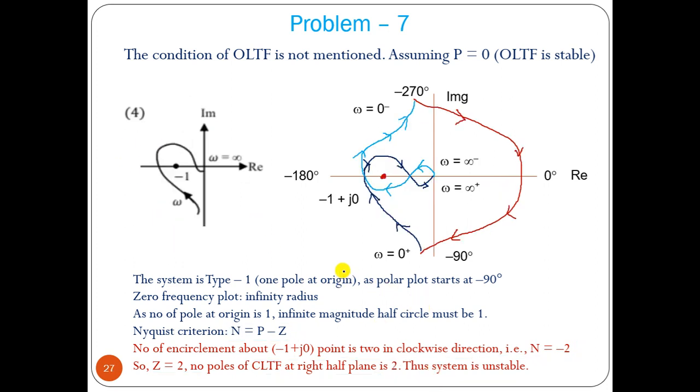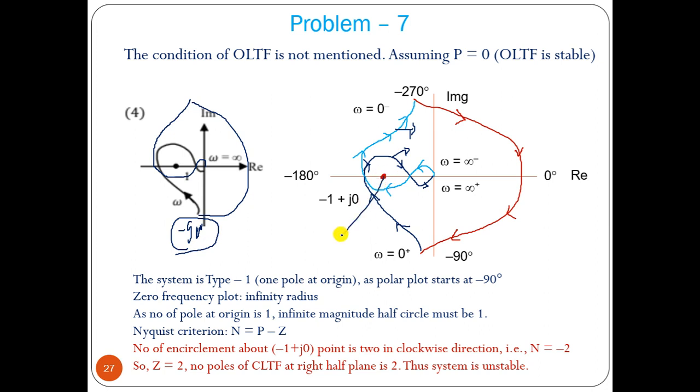Now let us solve for the fourth one. So again here we can plot that. From here it is this way, then it is this way. This also starts from minus 90 degrees, a type 1 system. So one half circle, this is your polar plot. Then we have this zero radius plot that we can neglect, the inverse polar plot, and this is your infinite radius half circle, as we have one pole at the origin.